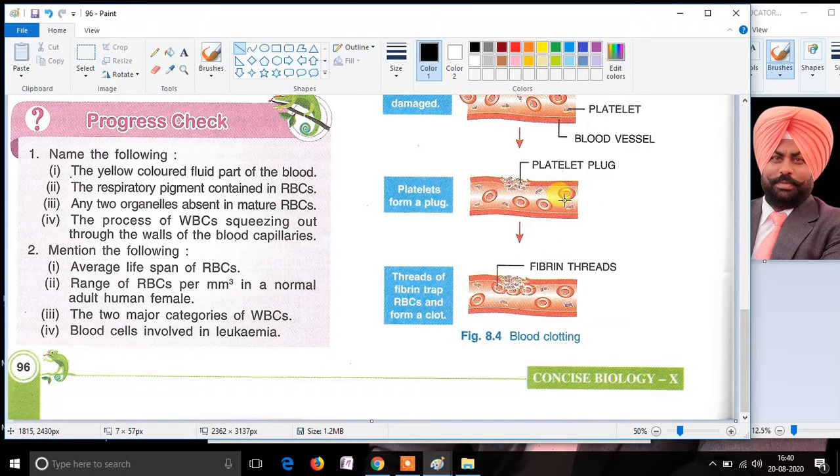That thrombin again reacts with fibrinogen, which is soluble in blood plasma, and converts that fibrinogen into thread-like structures called fibrins. These fibrin threads are sticky in nature and they stick together to form a mesh-like structure which is called a clot, and hence this coagulation helps in prevention of the flowing of blood from the injured part of the body.